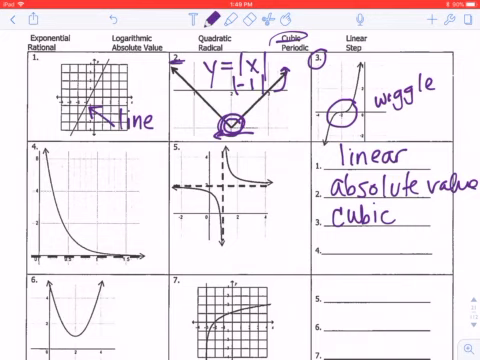So far we've seen linear, absolute value, and cubic. And in the next video, we'll talk about the other 4.